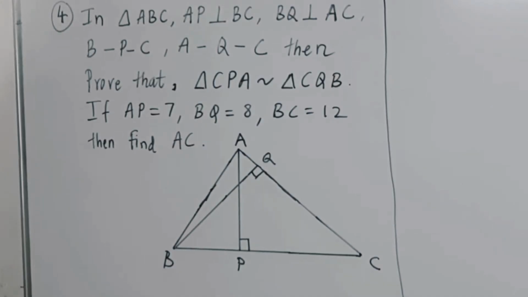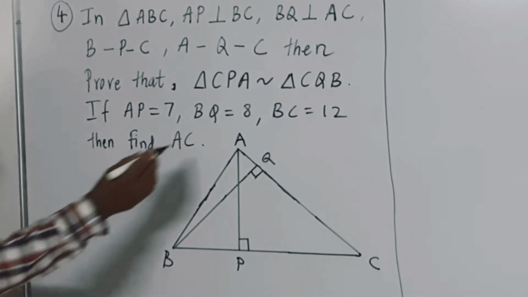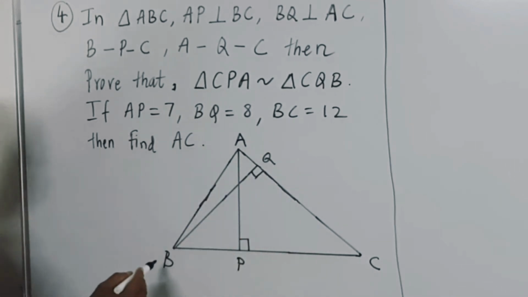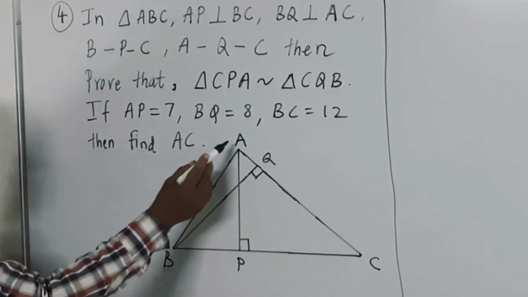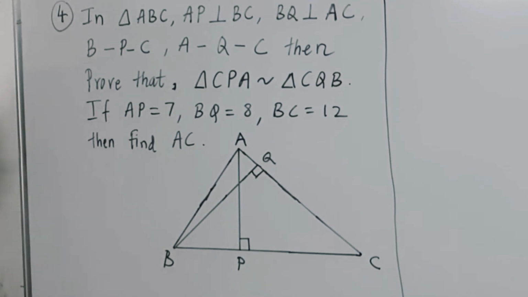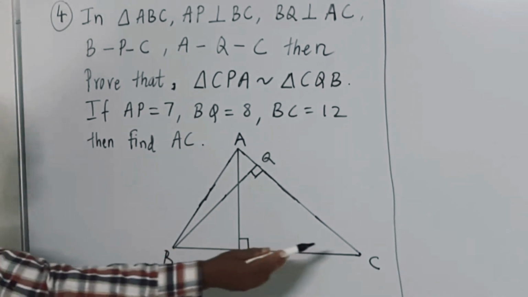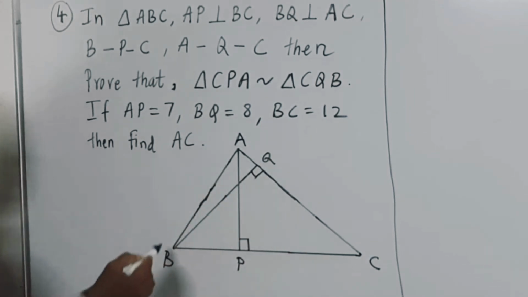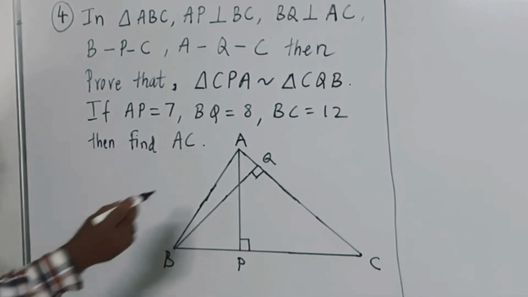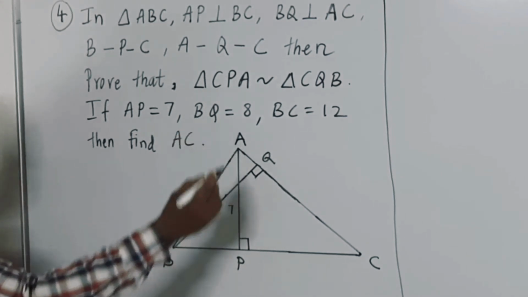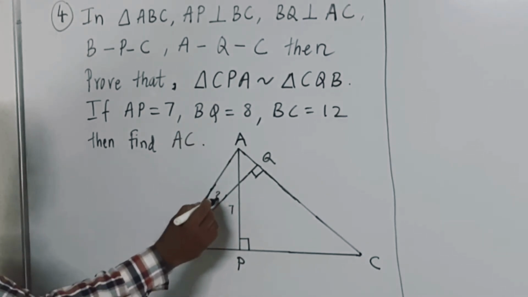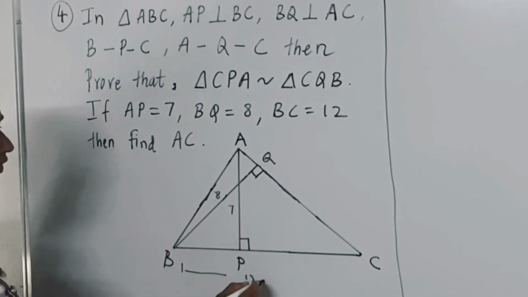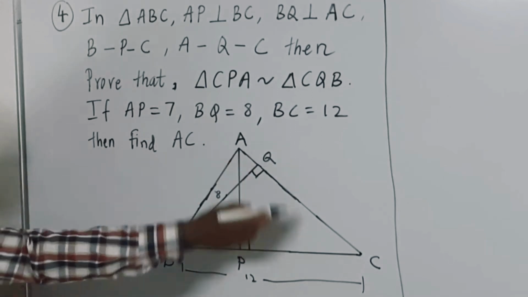In triangle ABC, AP is perpendicular to BC, BQ is perpendicular to AC. Then you have to prove that triangle CPA is similar to triangle CQB. If AP is 7, BQ is 8, BC is equal to 12, you have to find AC.